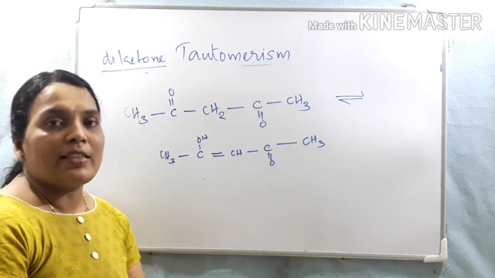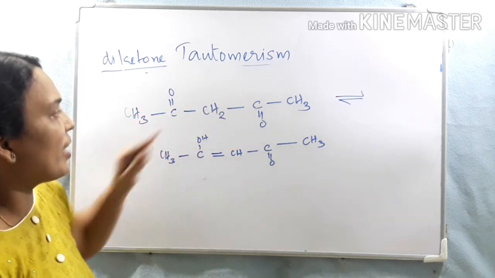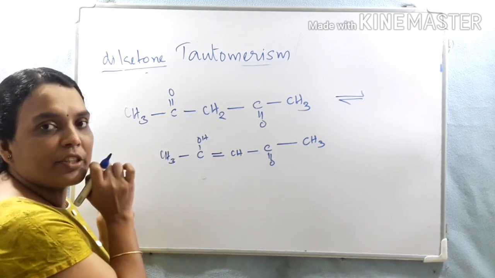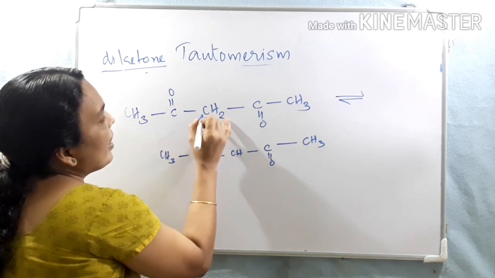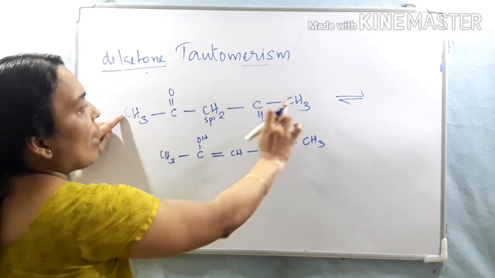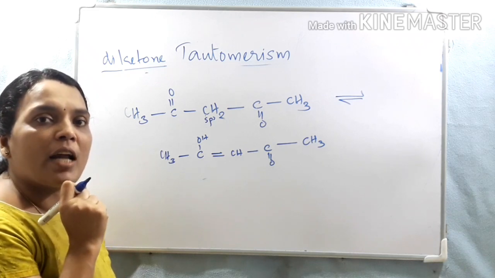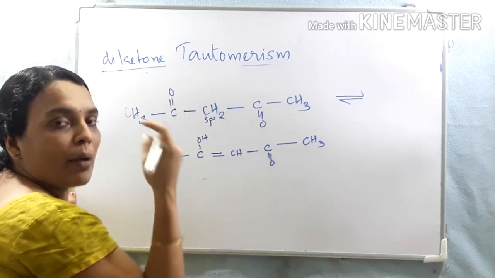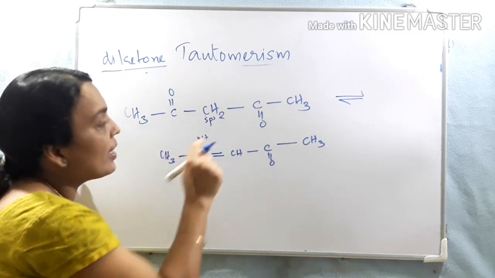Listen, in the case of 1,3-diketone, this is a keto group, this is a keto group. In between there is a CH2 group, that is sp3 hybridized carbon. And here this is alpha carbon, this is alpha carbon, and this is also alpha carbon. Which one is more acidic alpha hydrogen?